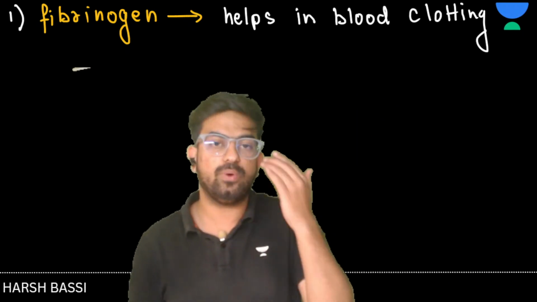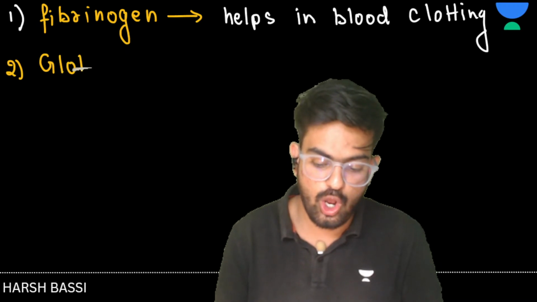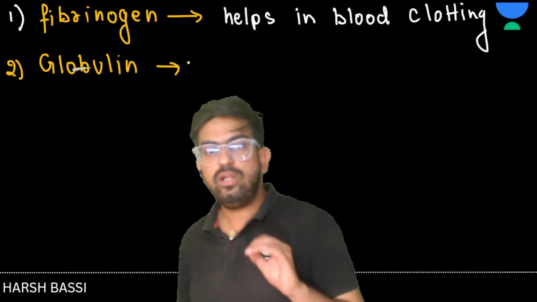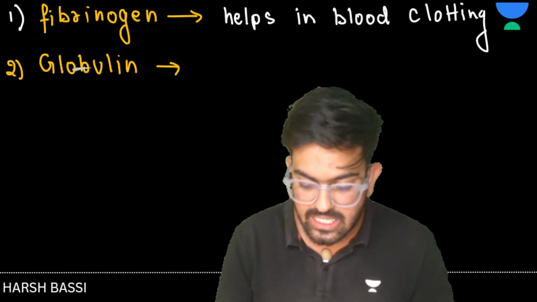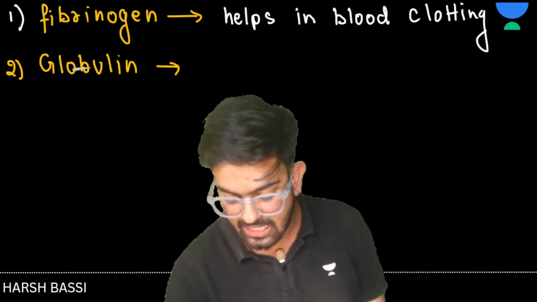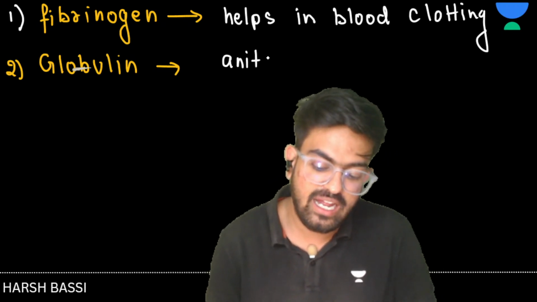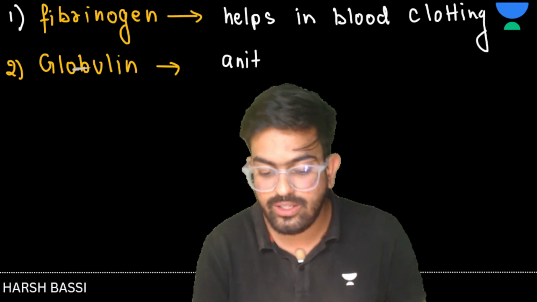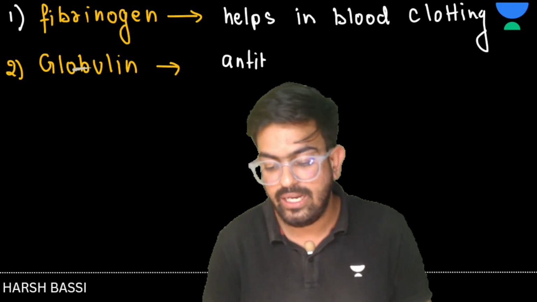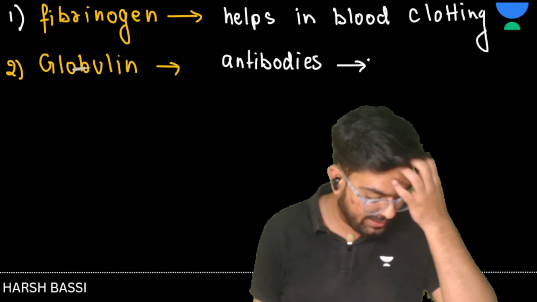Now next, we have another protein, which is globulin. If I talk about globulin, bachcho, globulin is basically the antibodies. And if they are antibodies, what are they going to do? They are going to help in the defense. Yes or no? They are antibodies, and if they are antibodies, what is going to happen?